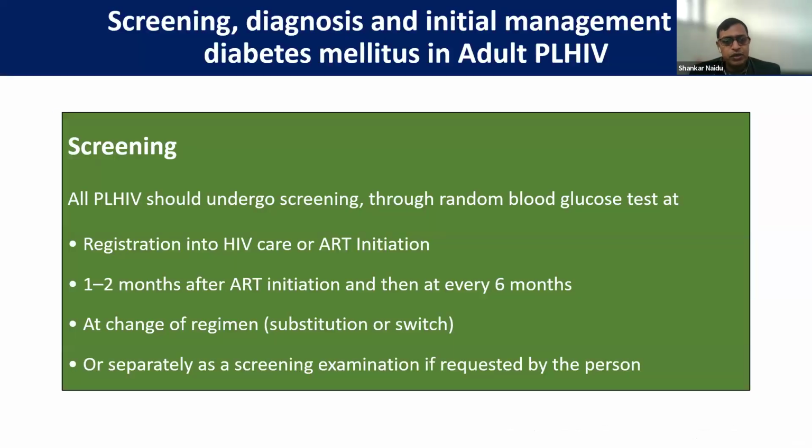So when should we screen these patients? All PLHIV should undergo screening at the time of registration to the ART center, then 1 to 2 months after initiating the ART therapy, and then subsequently every 6 months. And whenever we are changing a regimen, either by substitution or by switching a drug for various reasons, then again we should check for glucose control. And as and when the examiner or the patient feels that there is a need for checking the diabetic status, we should also perform screening at that moment. And the screening can be performed by conducting a random blood sugar test.